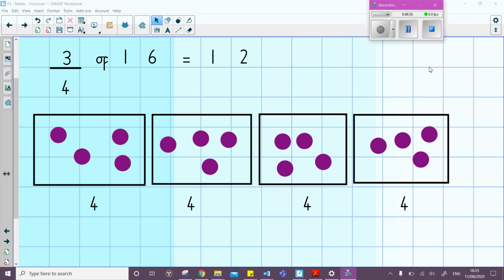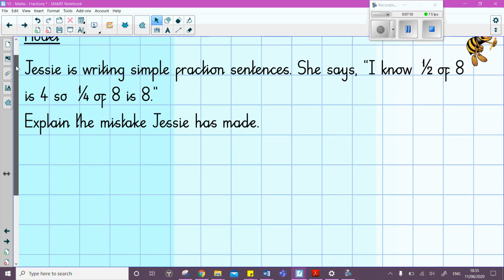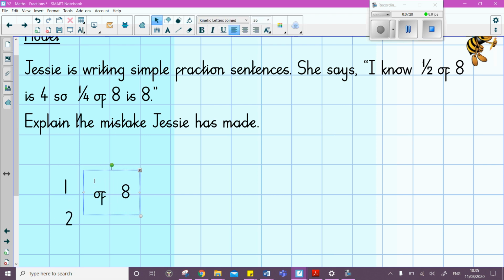So hopefully you found that 3/4 of 16 is 12 because we've got 1/4, 2/4, 3/4. So we've got 4, 8, 12. Well done. Now I wonder if you could have a go at this problem. This is us using our problem solving, our reasoning to justify the mistake that somebody has made. So Jessie is writing simple fraction sentences. She knows that 1/2 of 8 is 4. That's what she says. 1/2 of 8 equals 4. So she's saying 1/4 of 8 is 8.